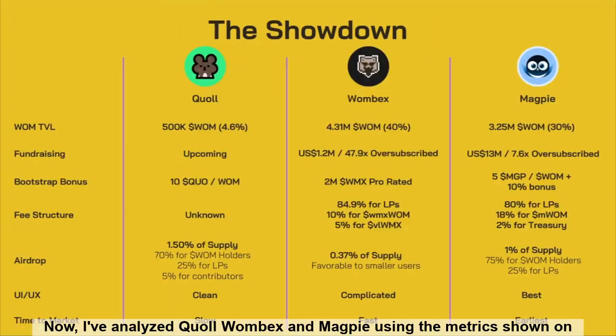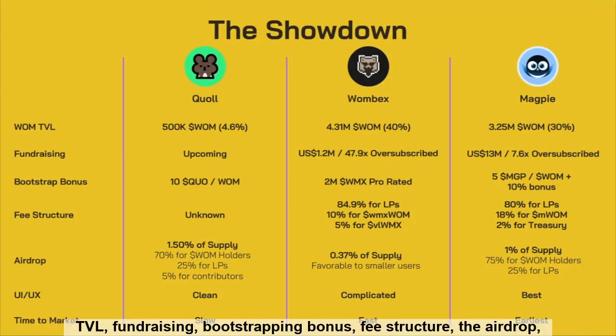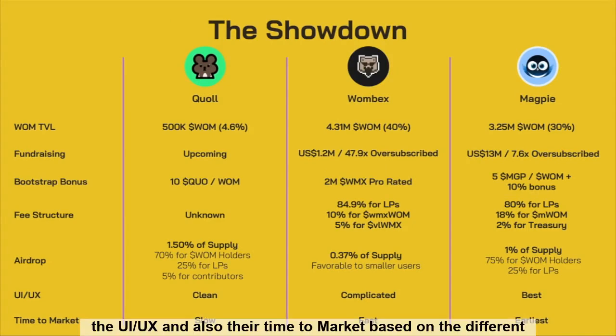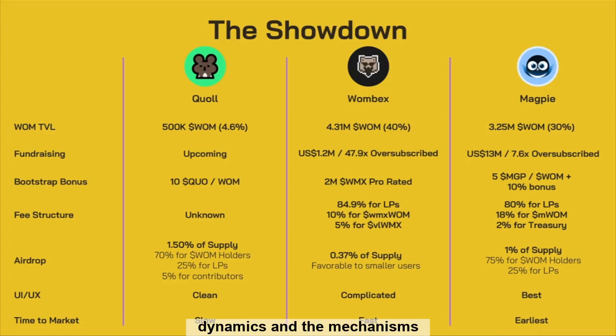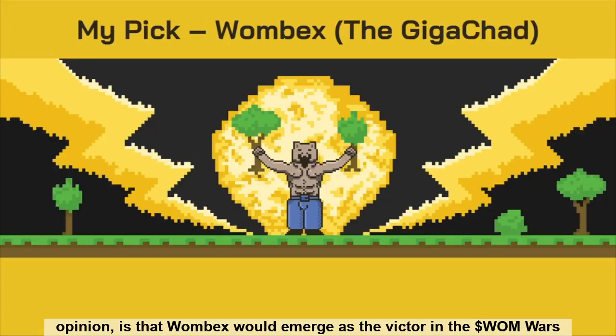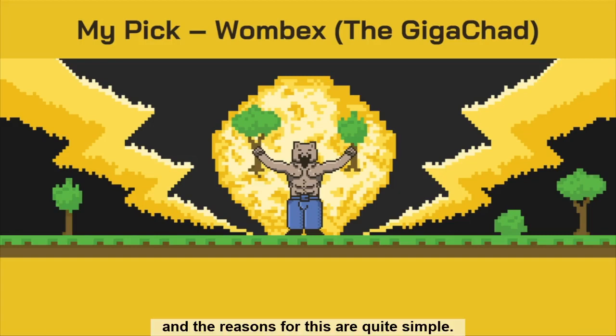Now, I've analyzed Wombex, Wombats and Magpie using the metrics shown on the screen: TVL, fundraising, the bootstrapping bonus, the fee structure, the airdrop, their UI UX, and also their time to market. Based on the different dynamics and the mechanisms I explained previously in this video, my personal opinion is that Wombex would emerge as a victor in the WOM wars. And the reasons for this are quite simple.